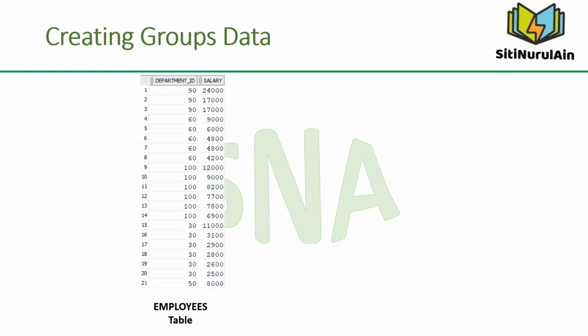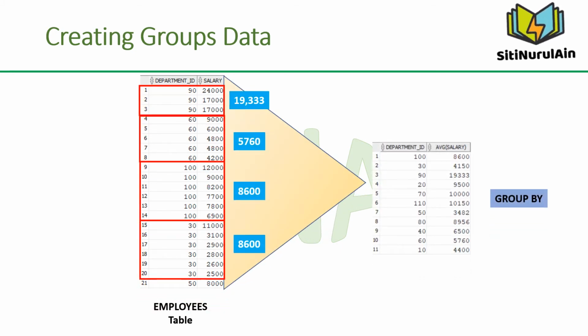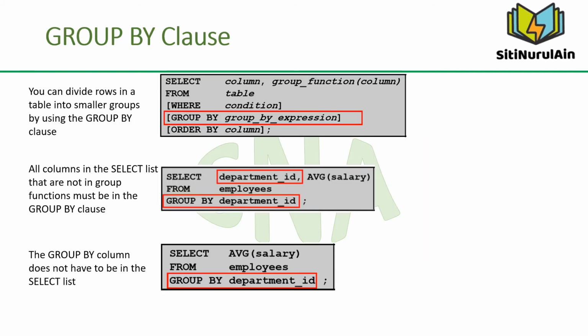Until this point in our discussion, all group functions have treated the table as one large group of information. At times, however, you need to divide the table of information into smaller groups. This can be done using the group by clause. You can use the group by clause to divide the rows in a table into groups. You can then use the group functions to return summary information for each group.